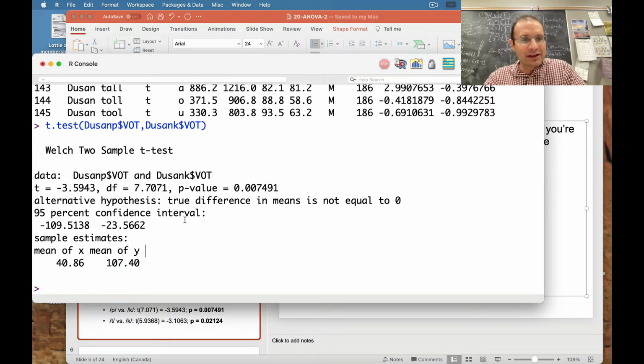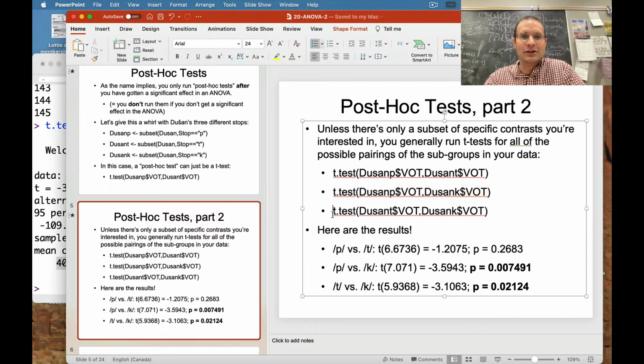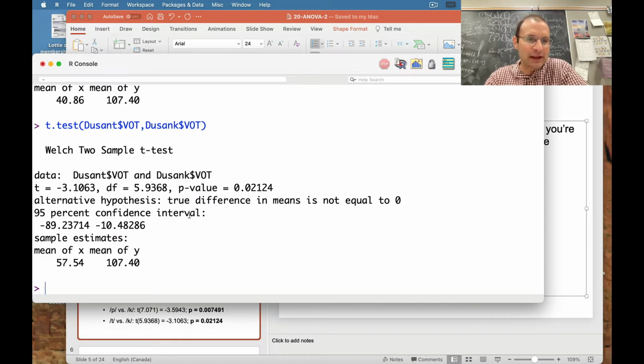And interestingly enough, or perhaps unsurprisingly enough, we get a significant p-value as well. So that means that these two are significantly different from each other. And if we look at their means, we say, oh, well, K's mean VOT is just consistently larger than P's. And if we run this test between T and K, we get a similar sort of result. The p-value is a little bit bigger, but it's still lower than 0.05. That means that the mean value of the K VOT is significantly bigger than the mean value of VOT for T. So 107 is meaningfully bigger than 57.5 here.